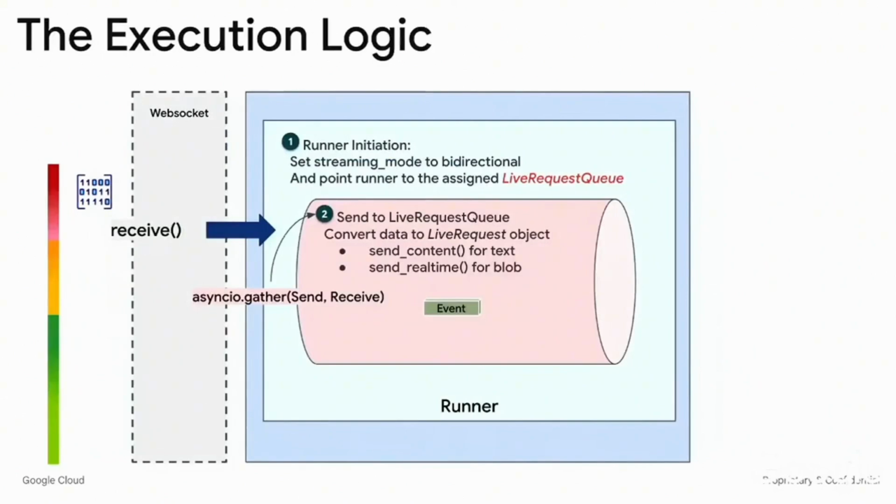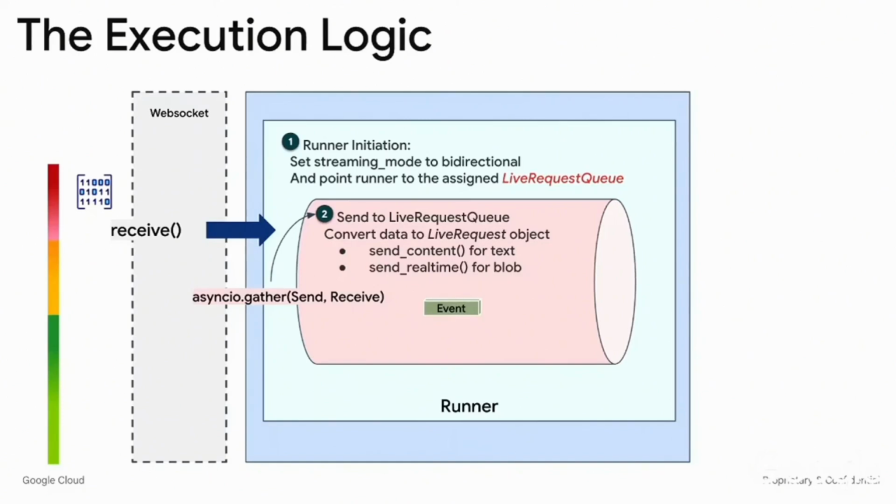Now, if we want to put it all together, the first step is the runner. We start with the streaming mode. We want to make the streaming mode bidirectional, so that it's able to do things asynchronously, in parallel, at the same time. And then we point it at our live request queue. That is how to activate the full duplex pipeline.